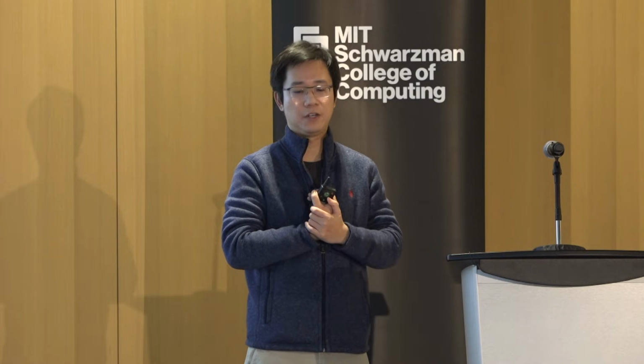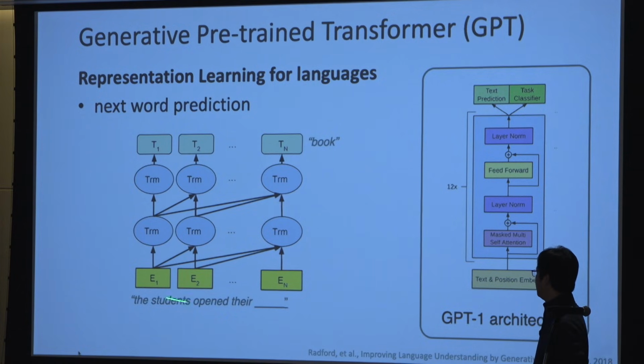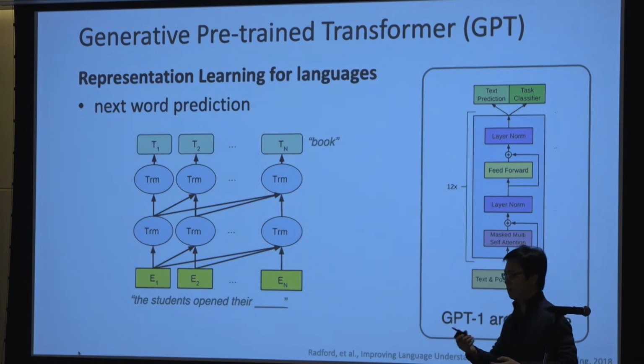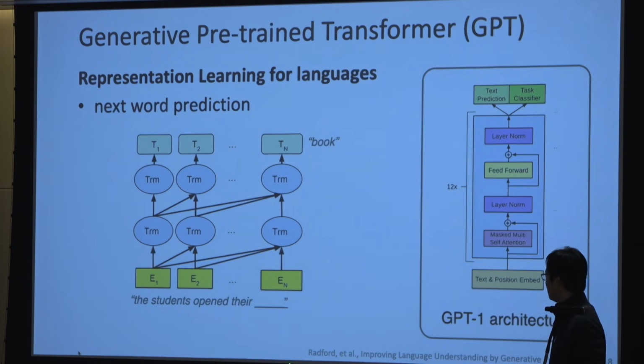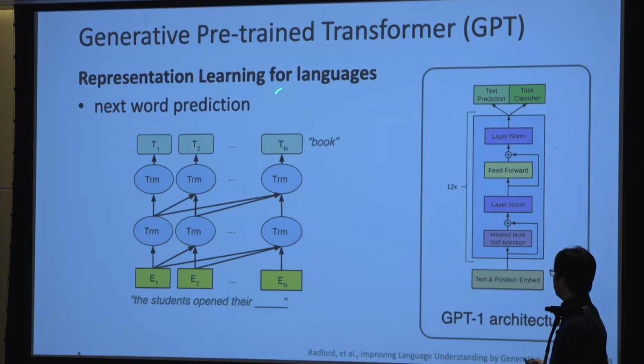There are many successful applications of the transformer architectures, and perhaps the most popular and most famous one is the generative pre-trained transformers, or in short, GPT. Simply speaking, the GPT model is a representation learning model for natural language processing. The GPT models are designed for a task known as next word prediction. In this task, the model is given a prefix of a sentence, and it is asked to predict what would be the next word after this prefix. The sentence could be, for example, "the students open their something," and the model is asked to predict something, and with some probability, the model may say "book."